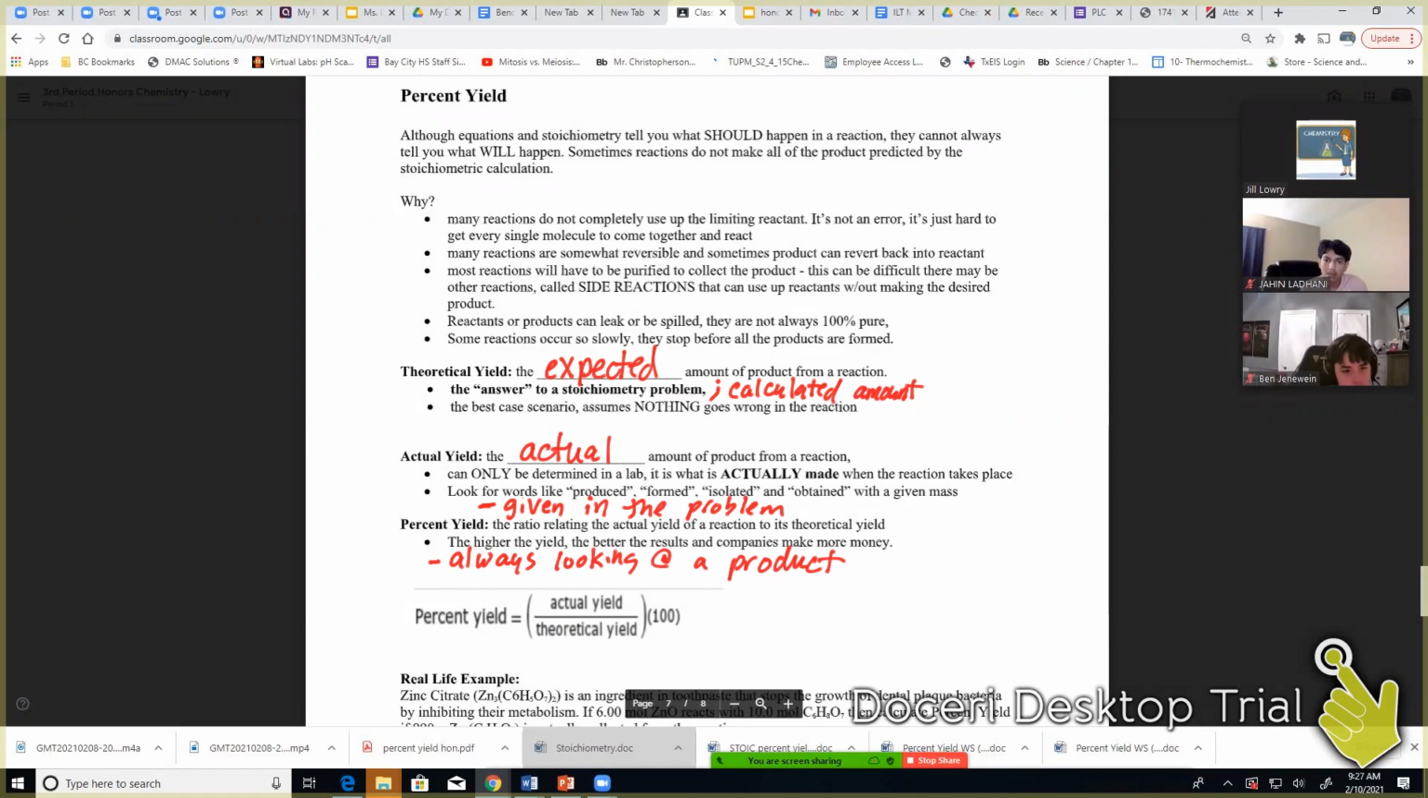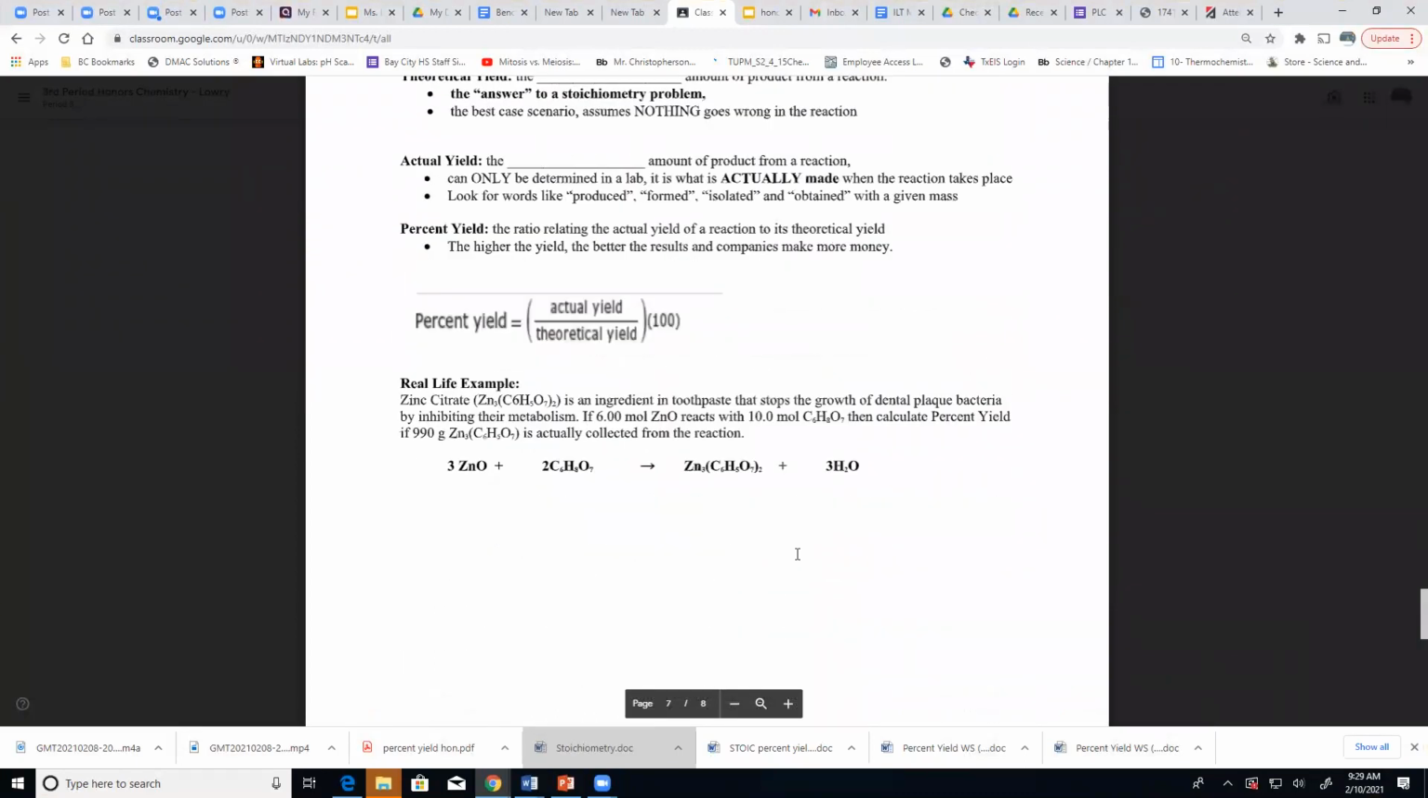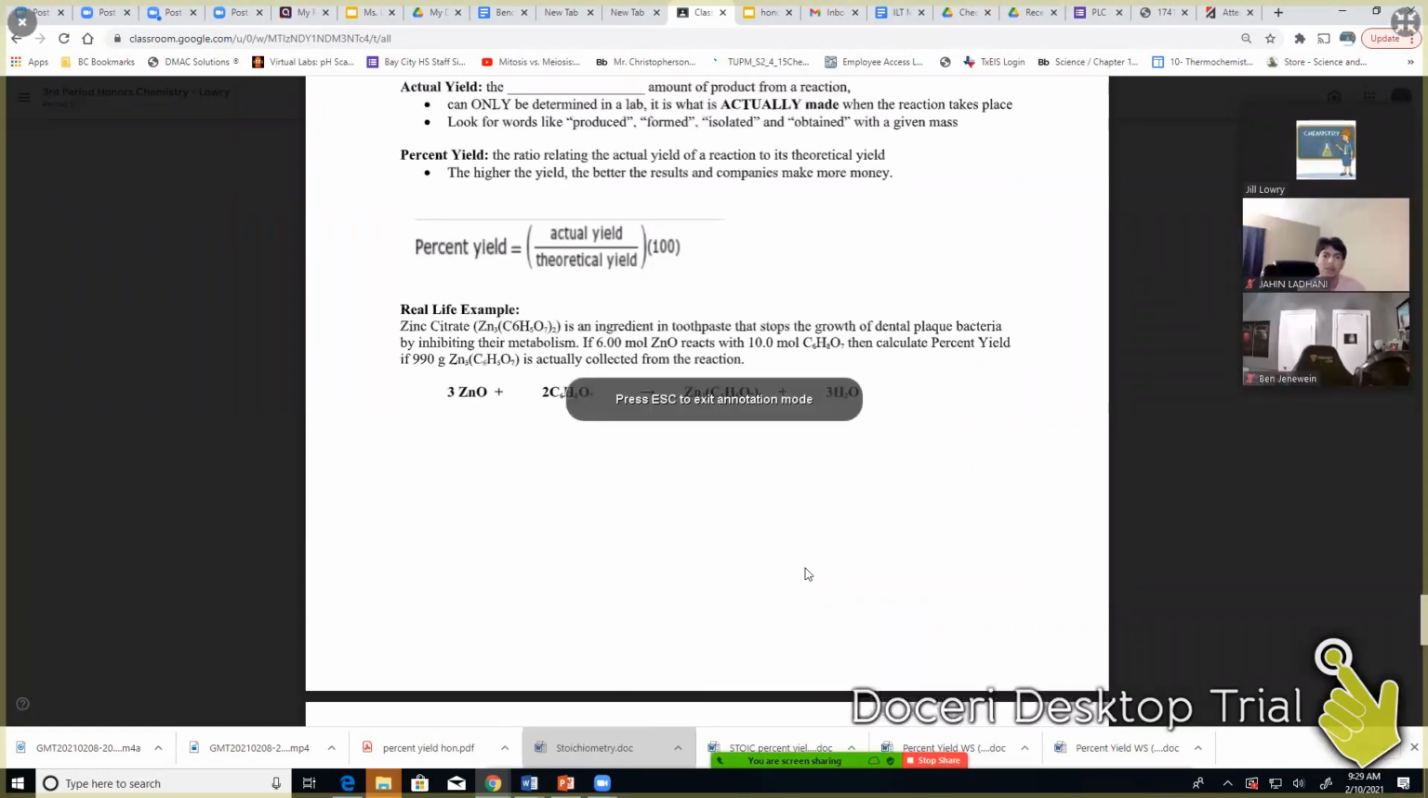So the formula, which is right there below, you can see it's really easy. It's just my percent yield is my actual yield divided by my theoretical yield. And because we want it in percent, we're multiplying by 100. So my units are going to be percent. And you still have to worry about sig figs.